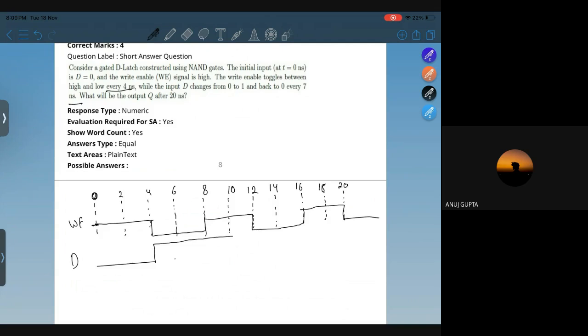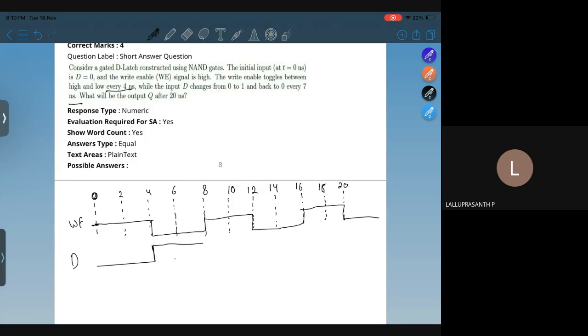Can anyone tell how to do this? I don't know. Yeah, even I don't know. Aruni? I have a basic idea. So when write enable is high, the output will be as D. When write enable is low, it will hold the previous state.